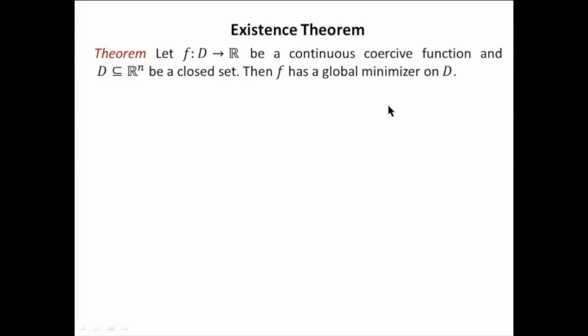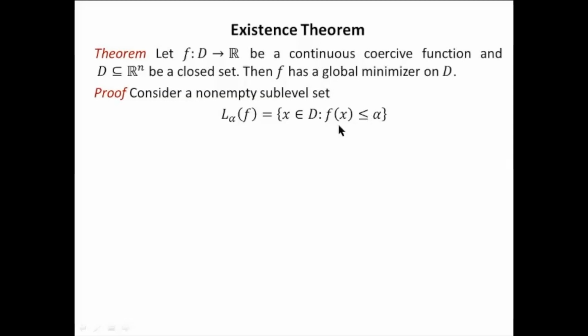Once that is ensured, then by the previous theorem, the existence of a global minimizer is guaranteed. So our aim is to show the existence of a compact sublevel set. Let me consider a non-empty sublevel set. It can be any non-empty sublevel set. Now, my claim is to prove that this is a compact set.